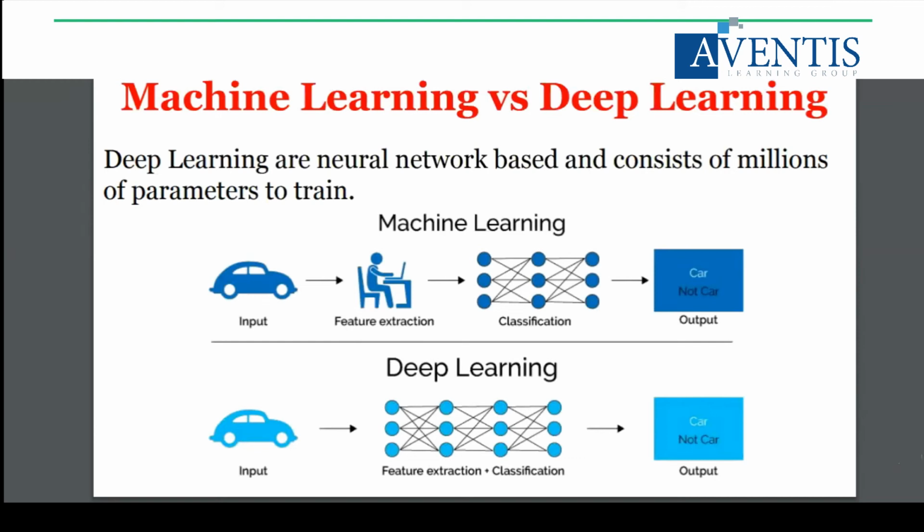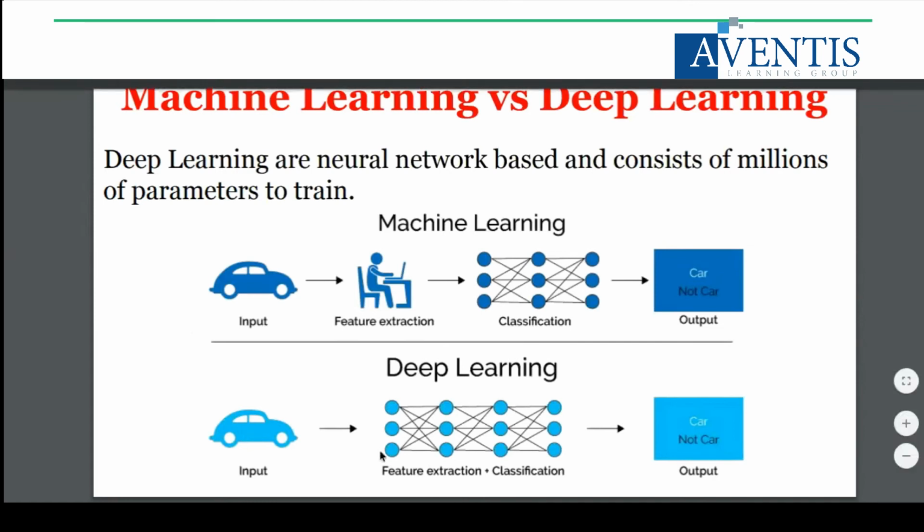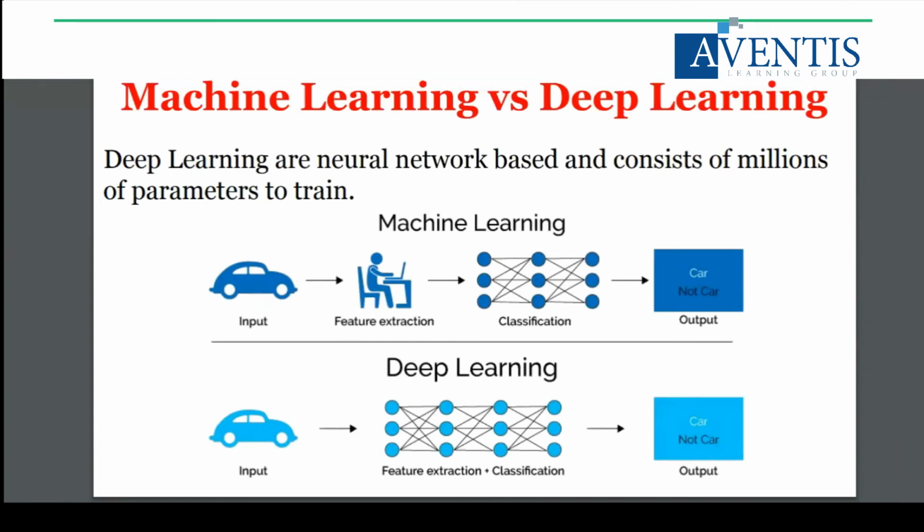But in the case of deep learning, which is the neural network based model, you just pass the raw inputs. For example, image.